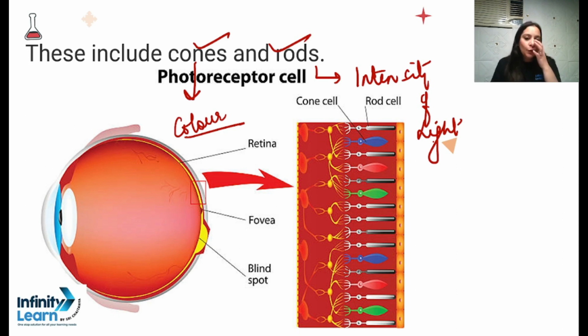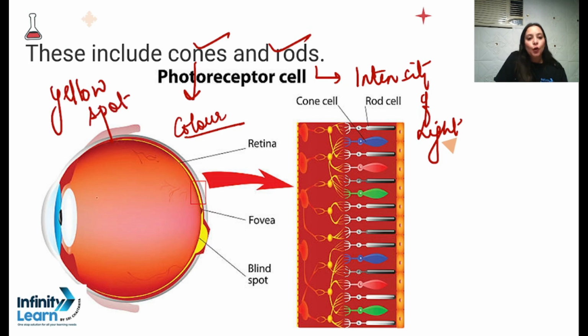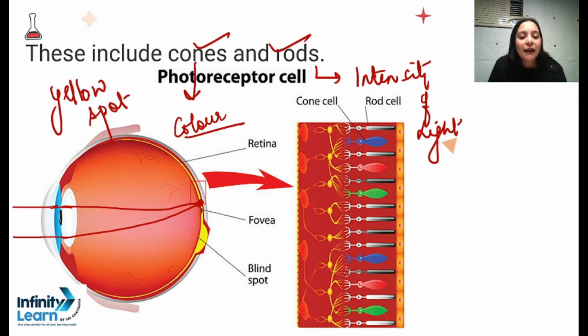And let me tell you one more very important thing. There is a part on the retina where the most clear image is formed, which is called the yellow spot. When the rays enter, they converge at a point, and here the clear image is formed. And the blind spot is a spot on the retina itself where no image is formed. Only the optic nerve enters through it, which connects the eye to the brain.